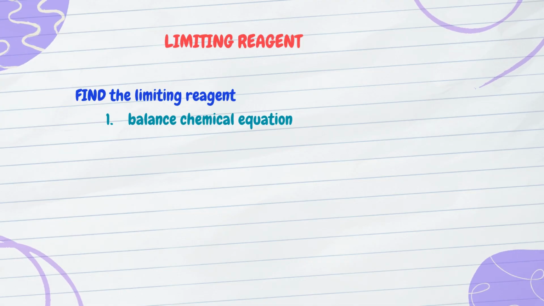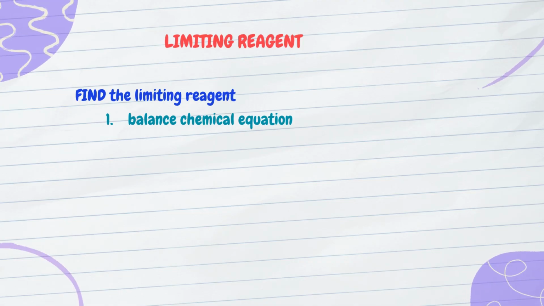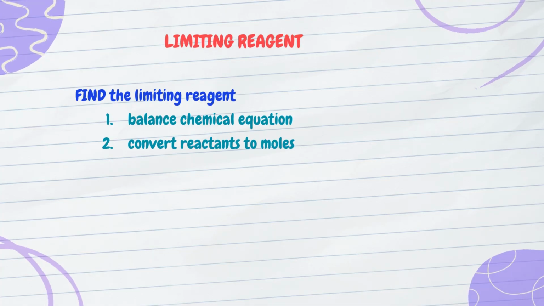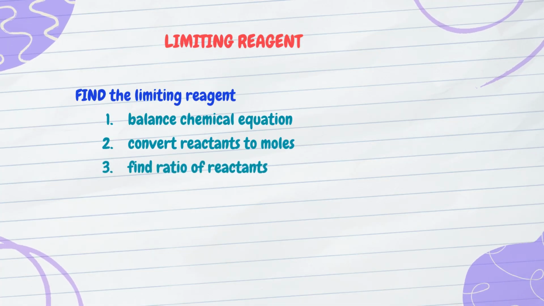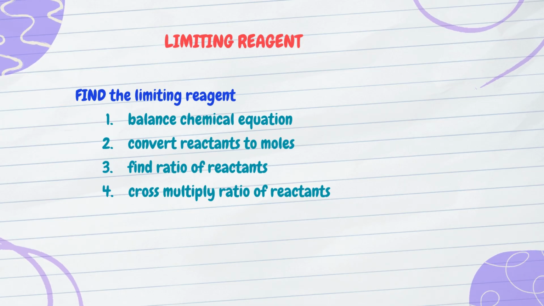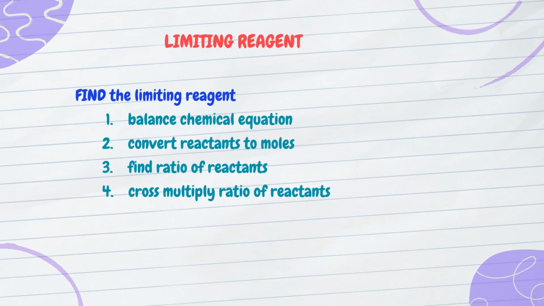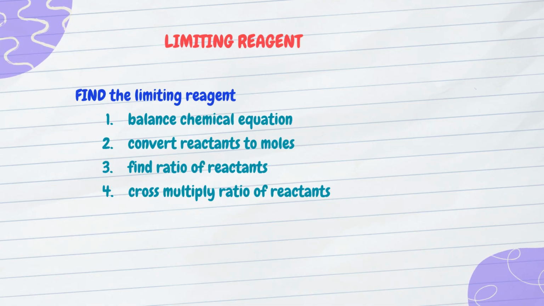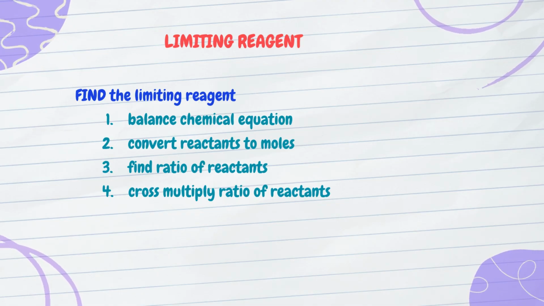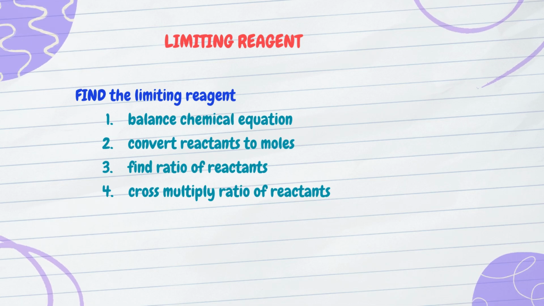Balance the chemical equation if the equation given is not balanced. Convert the given reactants to moles. Find the ratio of reactants. Cross-multiply the ratio of the reactants. The reactant with the smallest mole ratio is the limiting reactant. The reactant with a larger mole ratio is the excess reagent.